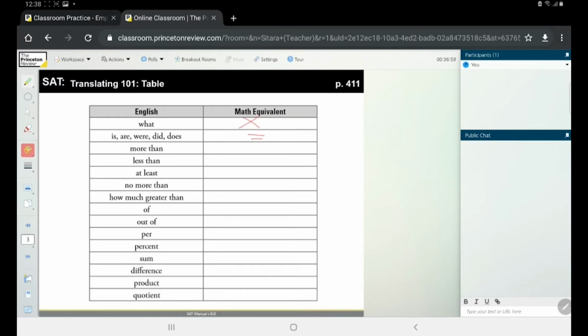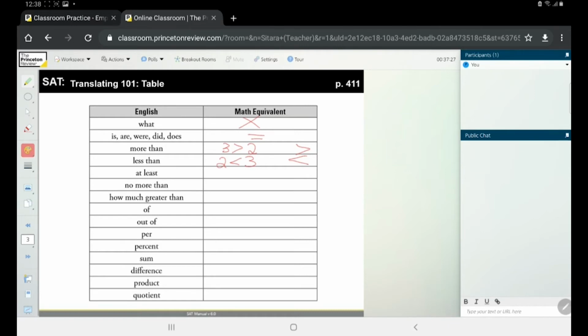More than. For example, 3 more than 2. In math we use that kind of sign, so it's going to be greater than. So we read it as greater than. Less than, for example, 2 less than 3. So for this case we use that sign, less than.